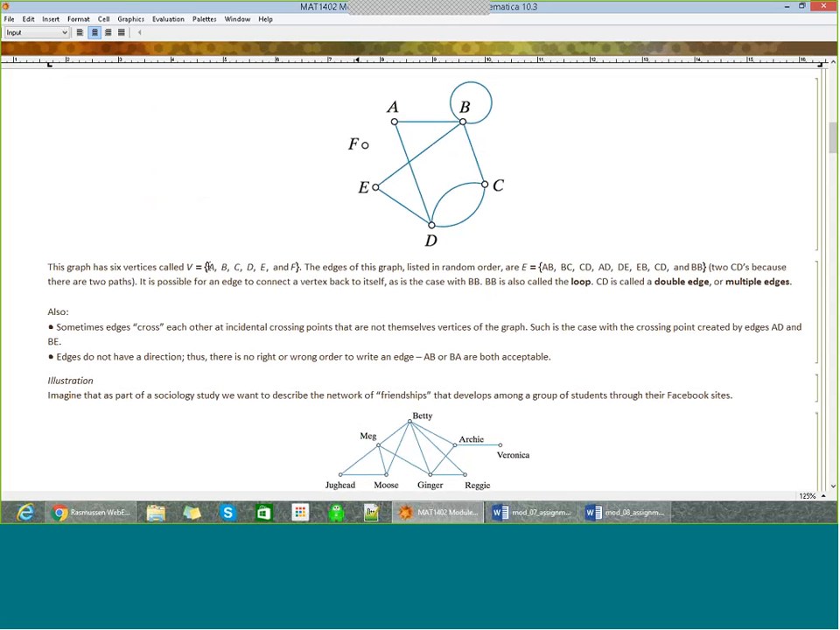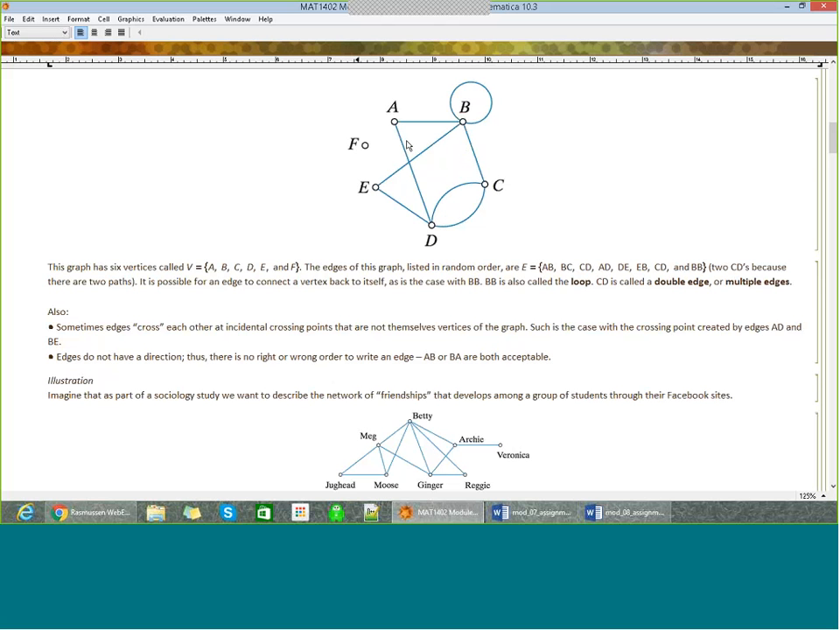If you see something like this, that's a set. Then the edges, or E, is going to be AB, AD, CD, and such. That's the collection, or the set, of edges. If you notice, you see two CDs, CD here and CD here, because there are two edges here, so you list both of them twice. And then you notice BB is there. That's the loop. It starts at a vertex and comes back to that same vertex. That's the loop, or the double edge or multiple edges. The loop is the most common one.